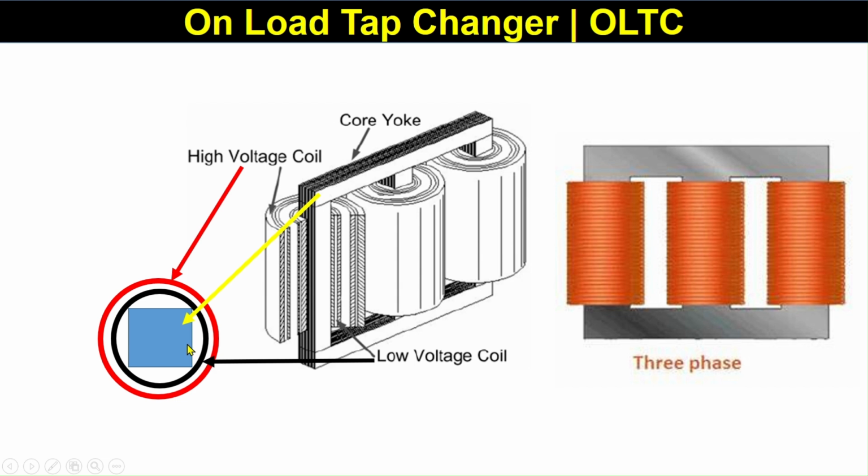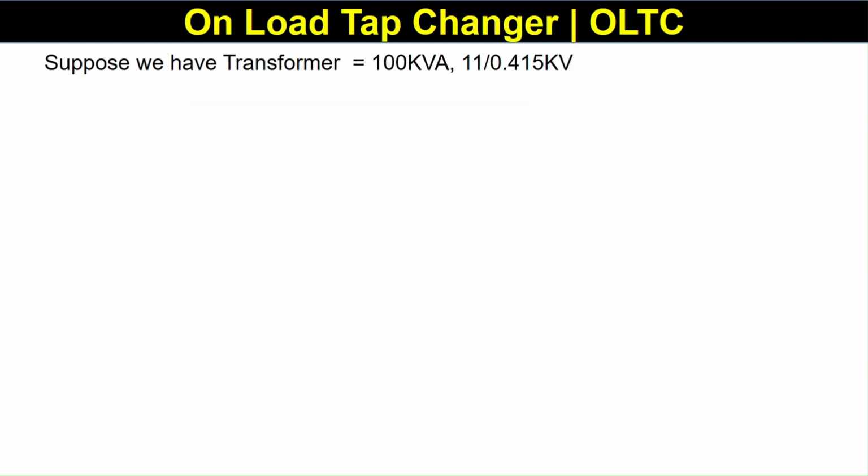That means on the core, the lower voltage winding is provided first, then the higher voltage winding. That means the higher voltage winding is covering the lower voltage winding. So it is easier to take tappings from the higher voltage winding than from the lower voltage winding. You understand here? Now, the second reason: suppose we have a transformer of 100 kVA, 11 by 0.41 kV.